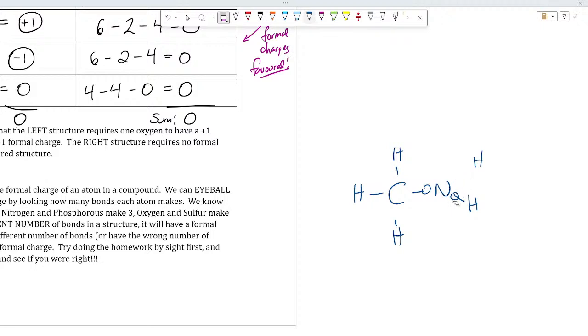Whereas sometimes, and this is a real thing, you'll actually get nitrogen attaching to 3 hydrogens in a structure like this. This actually does happen. There it is.